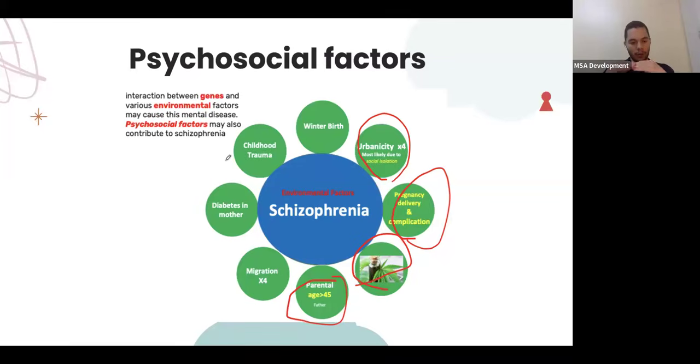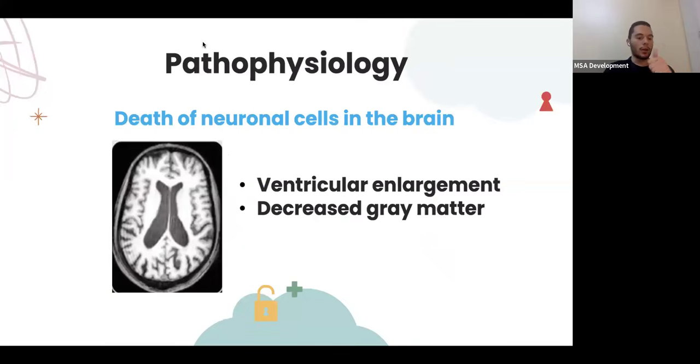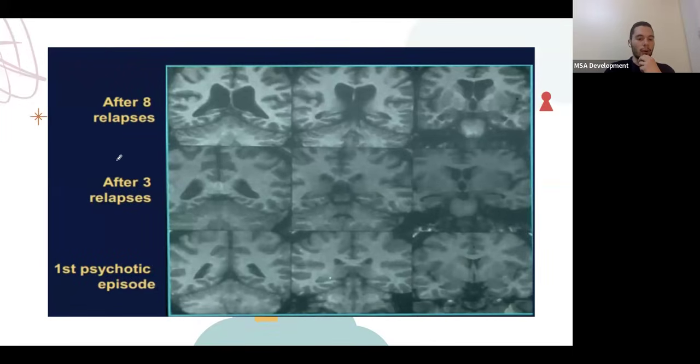So the pathophysiology of schizophrenia, we could divide it into three parts. One, you have mass destruction of the neuronal cells in the brain. What would that lead to? You'd have ventricles enlarging and a decreased gray matter on imaging. This is point number one. Death of neuronal cells in the brain. So you'd have ventricles, as you can see here, they're very big ventricles, and the gray matter is decreased. And again, here is an image of how it changes. This is the first psychotic episode. After 3 relapses, it keeps on getting worse and worse. And this is why you need to start medications right away. Like, this is point number one in pathophysiology.